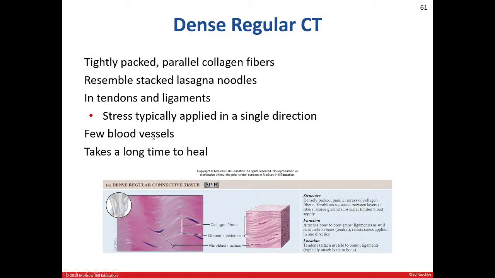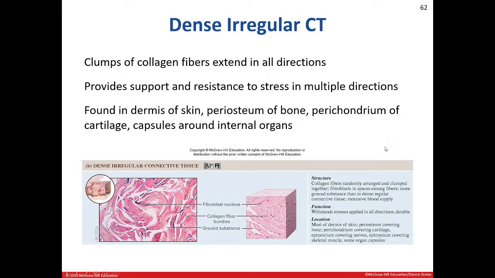You're going to find few blood vessels. Because there are few blood vessels, there aren't a lot of nutrients available to tendons and ligaments, and so when they get damaged, they'll take a long time to heal. Again, because there are few blood vessels.